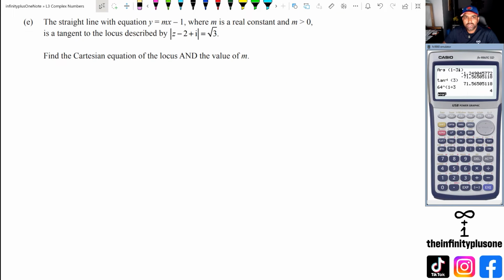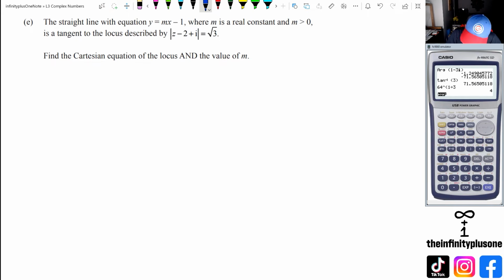With question E here, what we've got is the straight line equation y equals mx minus 1, tangent to the locus. Find the Cartesian equation of the locus and the value of m. I guess the first thing we're going to do is the locus.